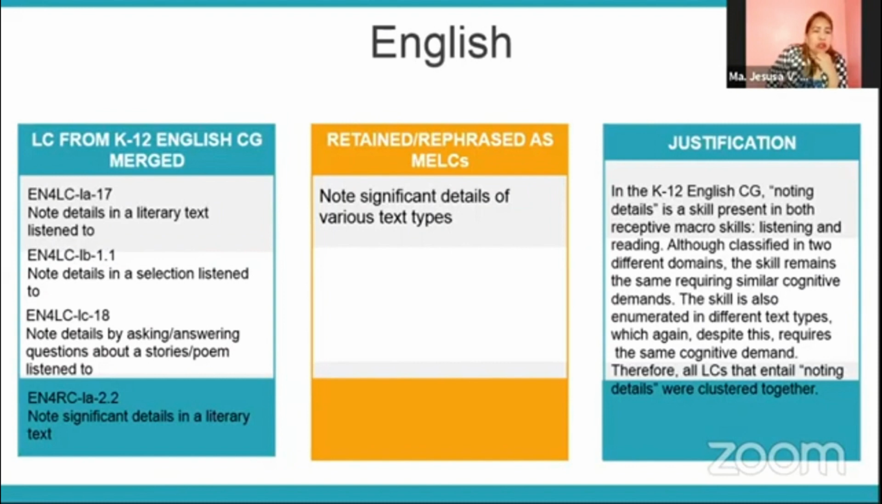And EN4RC, note significant details in a literary text. So you see, there is what we call overlapping of skills. You can see there on the listening comprehension and on the reading comprehension, there are almost the same skills. So these are rephrased in the MELCs as note significant details.